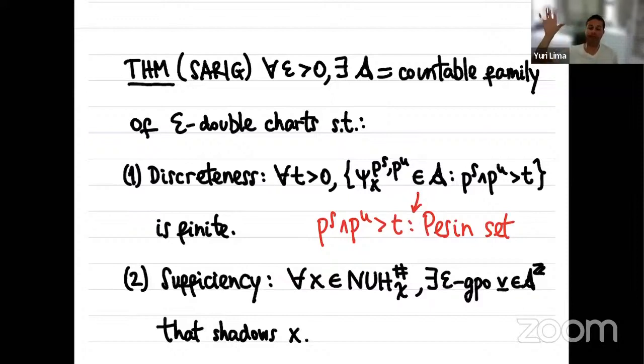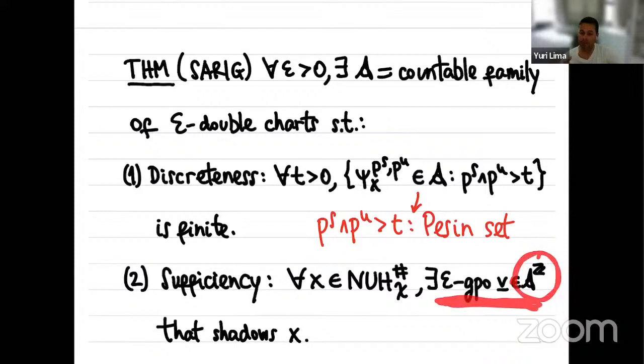This in some sense is related to the original question of Ali. Ali said, why not getting the union of horseshoes? Here, in some sense, it's exactly what we are doing, because to each passing set, we have finitely many double charts. And then we get the union of them. So this is the discreteness property. And the sufficiency property is exactly telling us that all orbits that we are interested in are shadowed by pseudo orbits generated by this alphabet of charts.